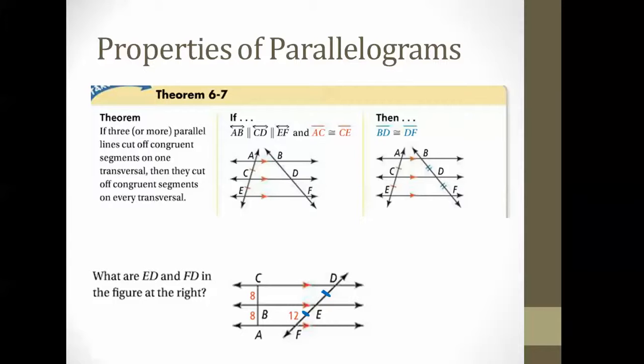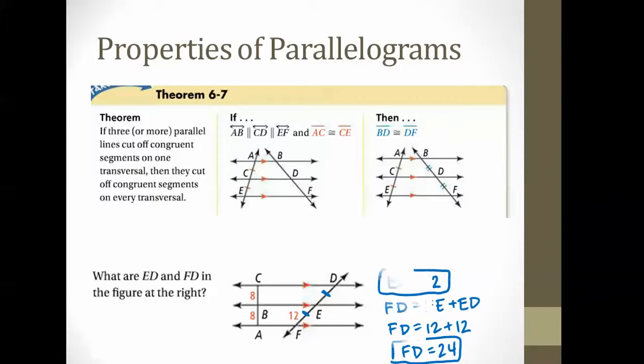Alright, so if you look at our example, it says what are ED and FD in the figure at the right? Well, I can see that CB is 8, BA is 8, FE is 12, ED should be congruent to FE, so ED should also be 12. And then if I'm finding FD, that should be what? 12 plus 12 is 24.